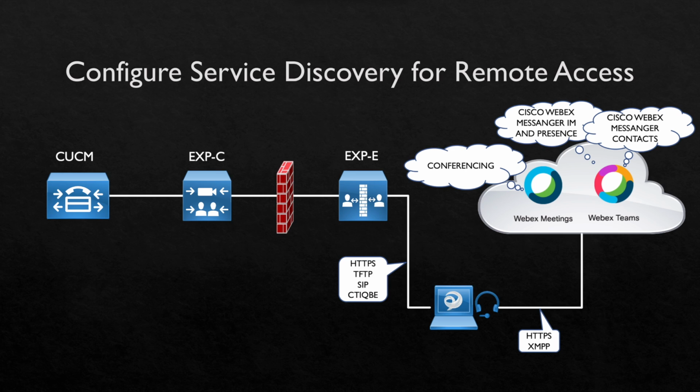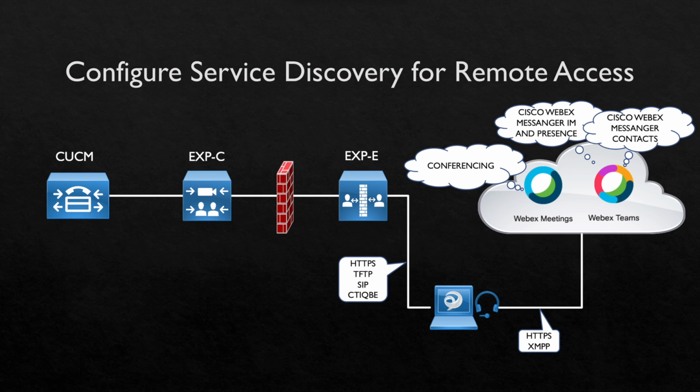Then you want to configure service discovery for remote access. Service discovery enables clients to automatically detect and locate services on your enterprise network. Expressways for mobile remote access allows you to access the services on your enterprise network from a remote location without the use of a VPN.